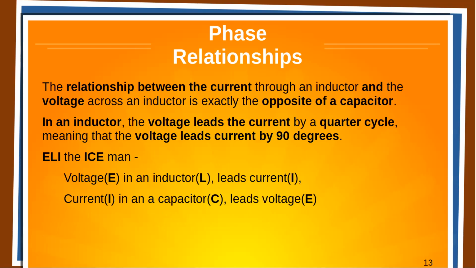Okay. The relationship between the current through an inductor and the voltage across it is just the opposite. Virtually everything between capacitance and inductance is the opposite or the reciprocal. In the inductor, the voltage leads the current by 90 degrees. And we say ELI, in other words, the electromotive force in an inductor leads the current.